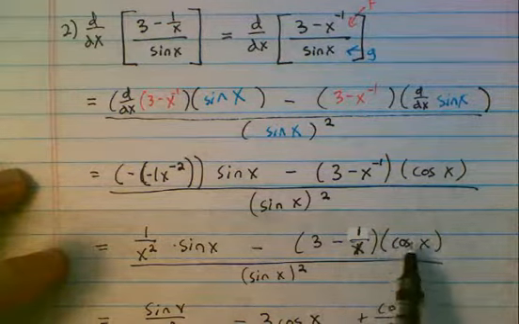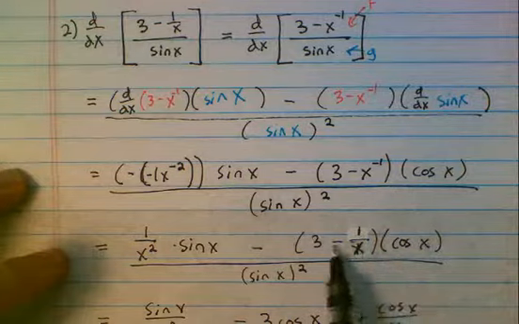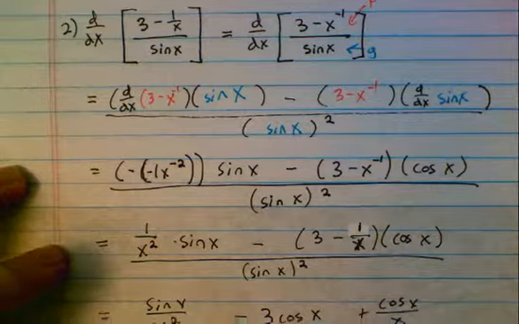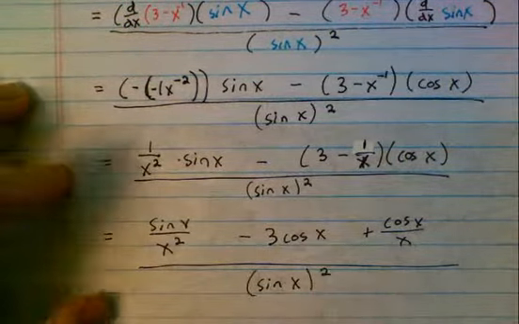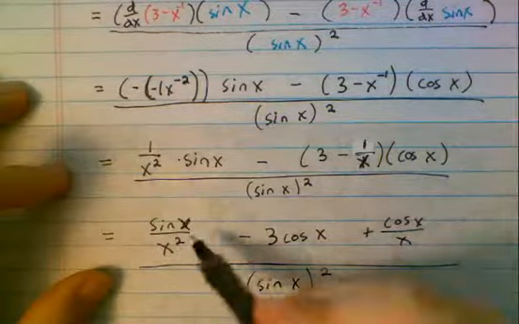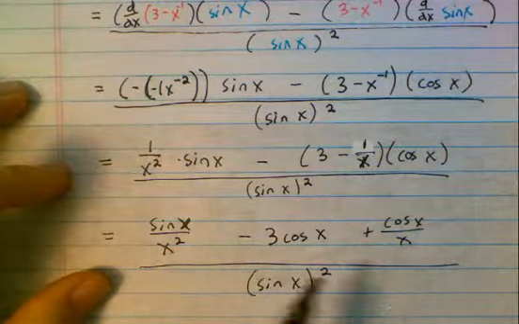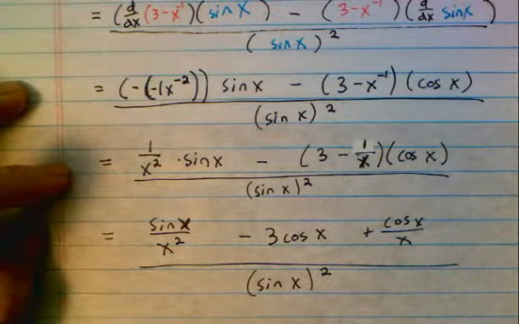Notice that we're distributing this cosine x here and this negative, so this term is going to be positive. We cannot cancel this sine x and this sine x because there is addition and subtraction here. So we'll just go ahead and leave it like that.